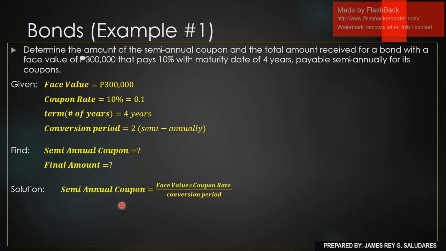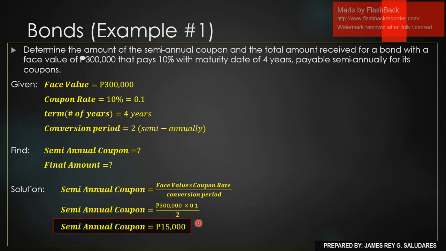Okay, for the semi-annual coupon, you have the face value times the coupon rate divided by the conversion period. So for your face value, you have the 300,000 times the coupon rate, which is the 10% or 0.1 divided by 2, which is your conversion period. So simplify this one, your semi-annual coupon, okay, is 15,000 pesos. Remember, there are several semi-annual periods in 4 years.